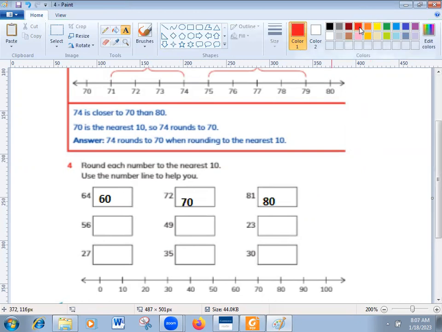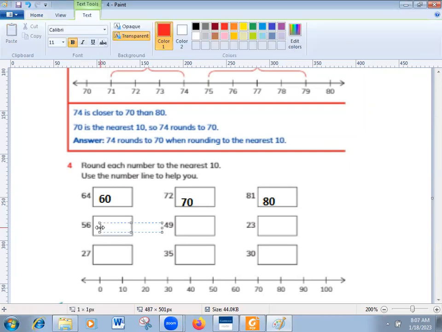Okay. Next one is 56. 5 and 6 ones. 6 is more than 5. We have to see the ones first of all. So 6 is more than 5. So what will we write? We will write 60. We will not write 50, we will write 60. Why? Because we have 6 ones and 6 is more than 5. Understand? Okay. 49. 9 ones. After 49, what comes? 50. So 9 is more than 5, so we will write 50.